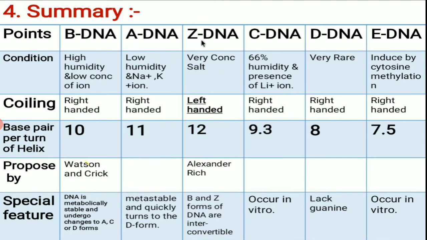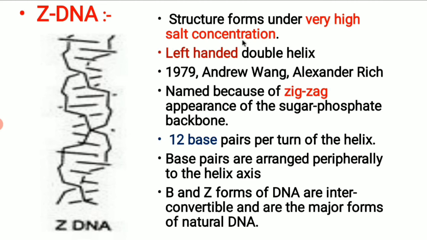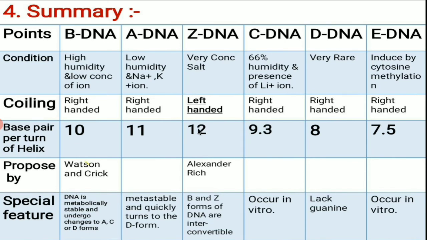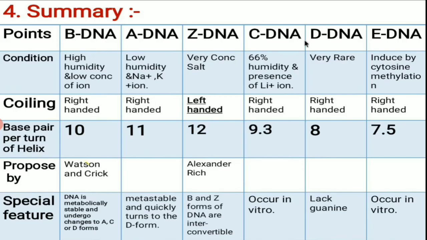Next we come to the zDNA. zDNA requires a very high salt concentration, and zDNA is only in a left-handed coiling. Base pairs per turn of helix is 12. This zDNA was proposed by Alexander Rich and his colleagues. The special feature of zDNA is that B and Z forms of DNA are interconvertible. Base pairs are arranged peripherally to the helix.